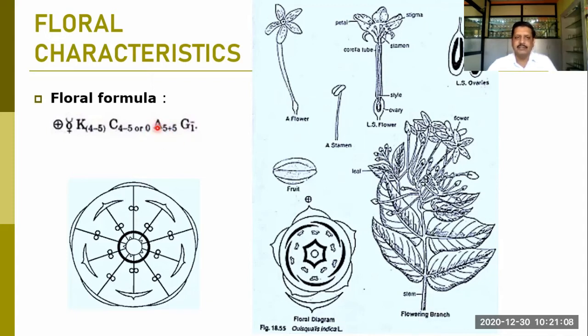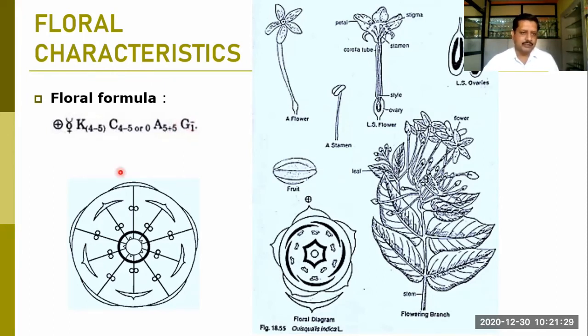Then the androecium, normally as many as 8 to 10 in number, and here you can find that they are free and normally in 2 whorls. So normally the 8 to 10 condition is there. The Gynoecium is semi-inferior or inferior in position, and it is 1. Because of that we can't say that it is syncarpous or a fused ovary, because only one ovary is there.